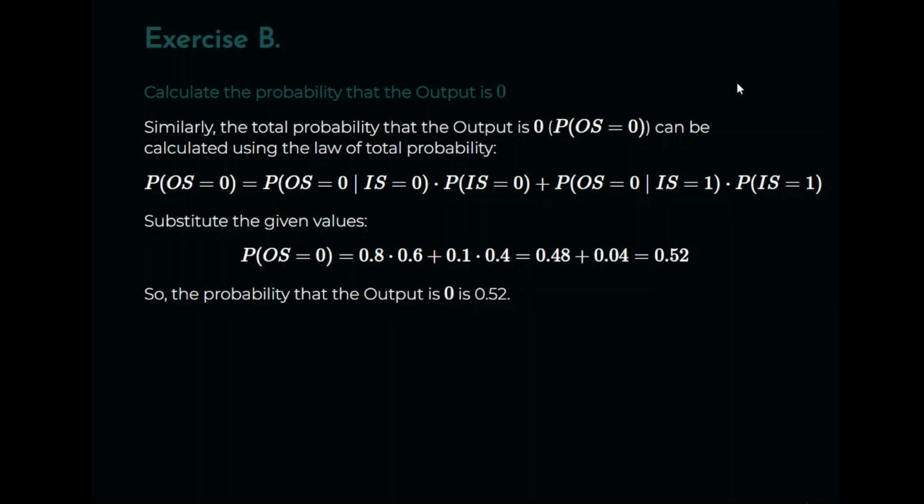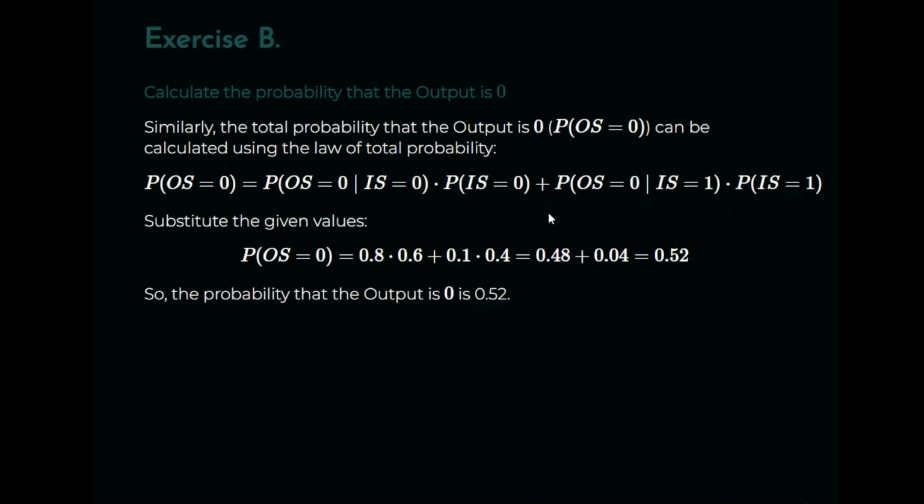Now, calculate the probability of the output being 0. Essentially, it's more or less the same here, so I'm just going to be a bit quicker about it. We have the same sort of setup there. We have used the law of total probability, rearranging the probability of OS equal to 0 and IS equal to 0 using the conditional probability formula into the terms we know there. Likewise, the probability of OS equal to 0 given IS equal to 1 times the probability of IS equal to 1. Okay, so it's the same sort of approach there.